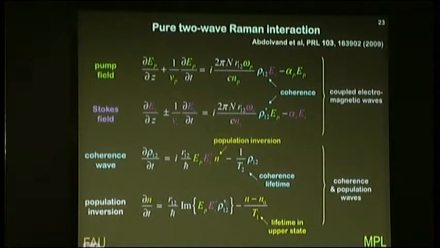And we can even, in some cases, achieve almost complete population inversion because of the very intense interaction in the core. I'm not going to talk about that particular case. I'm going to concentrate just on the case where the population inversion is fairly small. So we have three waves in a classical sense. We have a coherence wave, which is the molecular vibrational wave, a Stokes field, the optical field, and the pump field. These three waves interacting with each other.